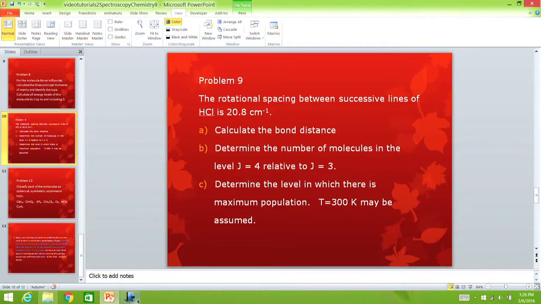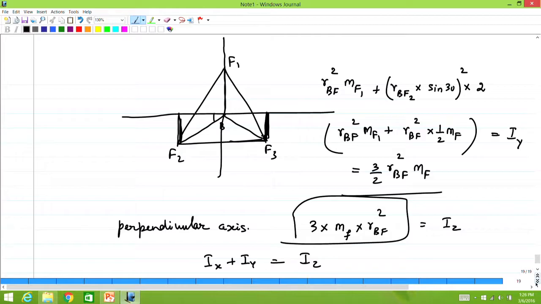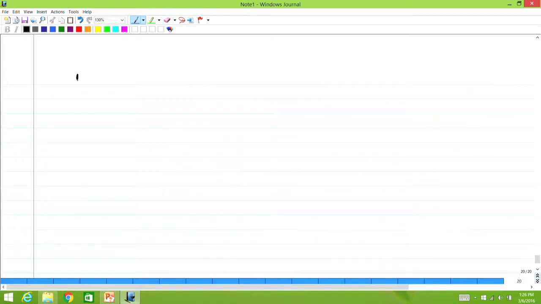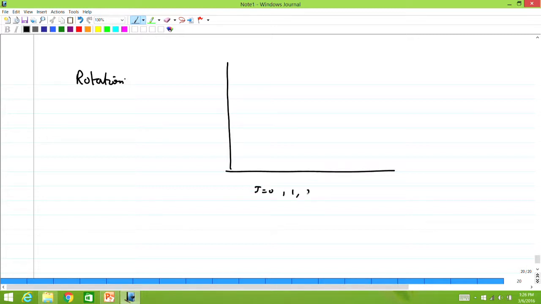Okay, it is important to remember that in the case of rotations, the line intensities actually increase as you go from J is equal to 0, 1, 2, 3, etc.